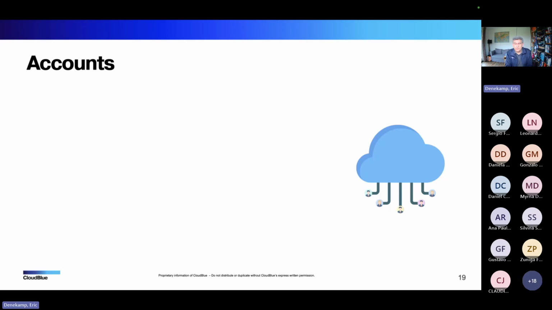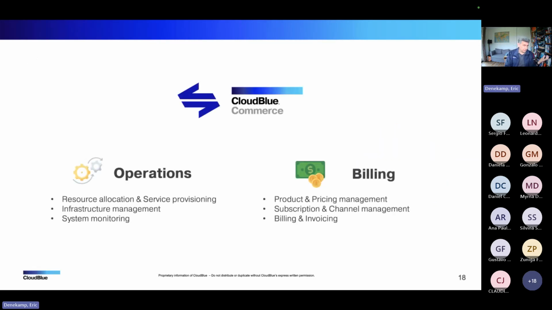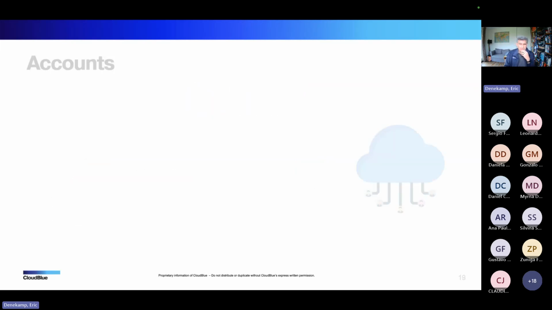Of course, another important concept is an account. And an account in Cloud Blue, regardless of whether we're talking operations as well as billing, because these accounts are visible on both sides, of course, with the respective logical information. So the information is similar, but not the same. We don't store double information. We have similar information, but a little bit different.